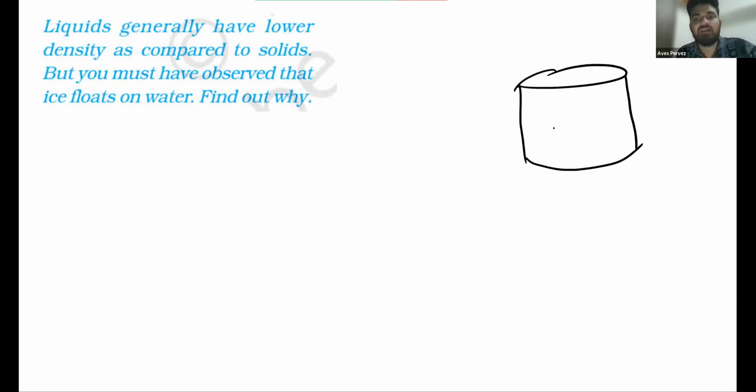For example, if you have water, and you keep an iron nail in it, the iron nail will sink into the water. Why is it sinking? Because the density of the iron nail is more as compared to that of water.